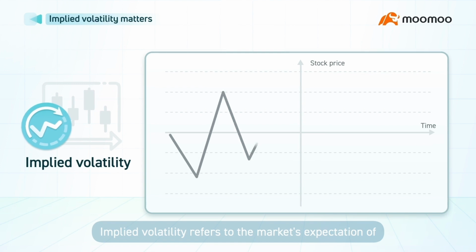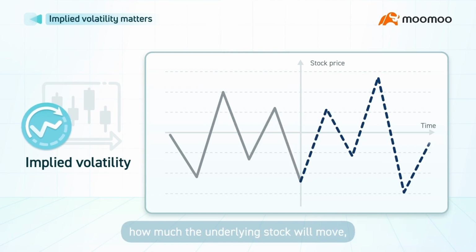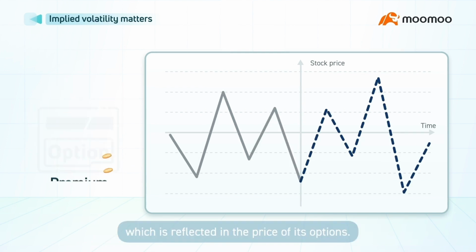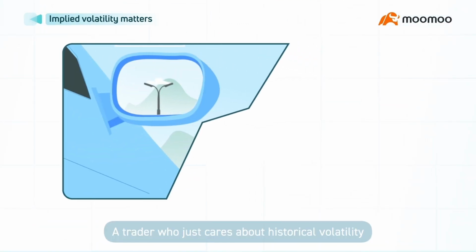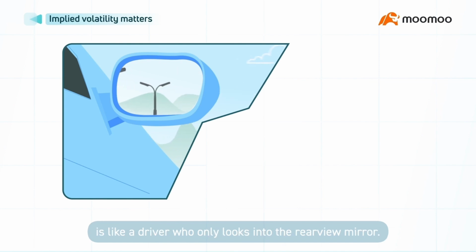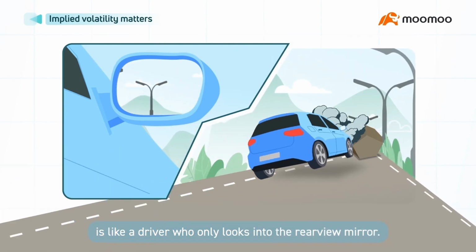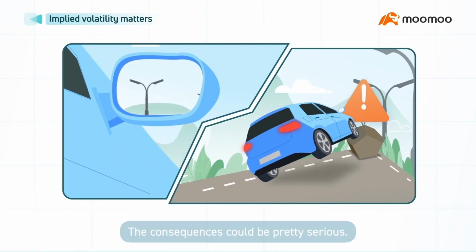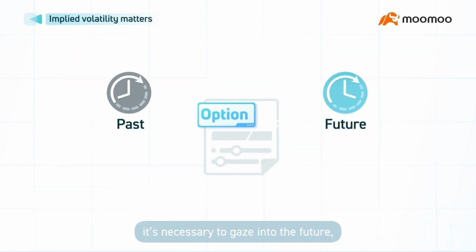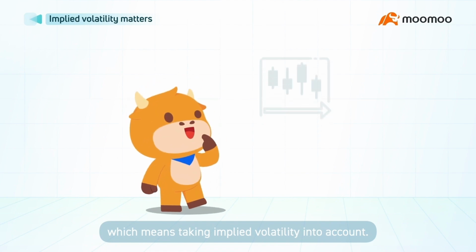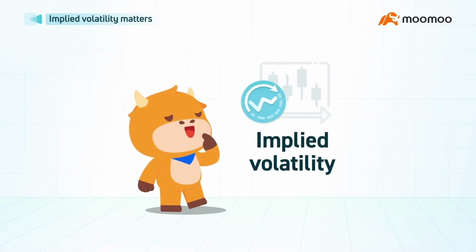Implied volatility refers to the market's expectation of how much the underlying stock will move, which is reflected in the price of its options. A trader who just cares about historical volatility is like a driver who only looks into the rearview mirror. The consequences could be pretty serious. When making options trades, it's necessary to gaze into the future, which means taking implied volatility into account.